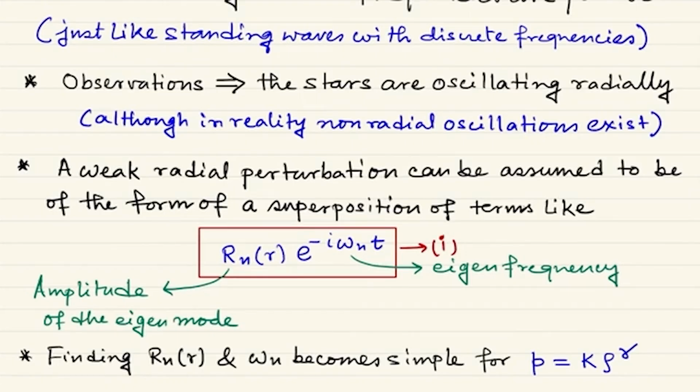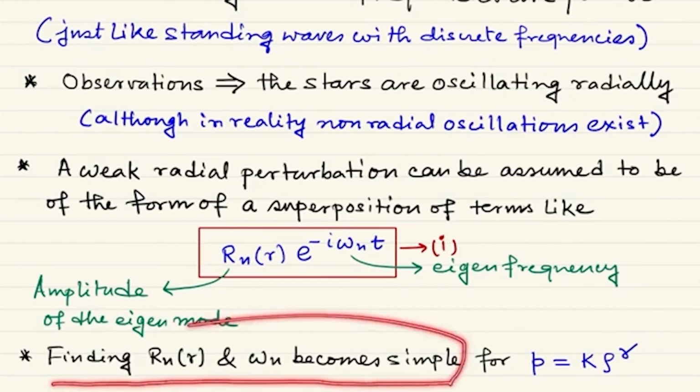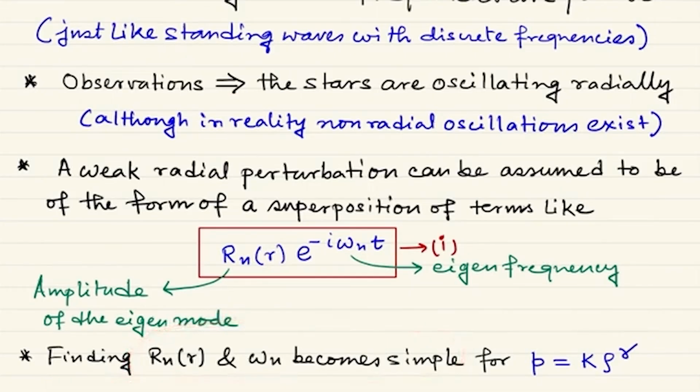Now this is true that for an arbitrary star, finding capital Rn and omega n is not really evident because there is no concrete prescription for that. But somehow life becomes simpler if one assumes P is equal to K rho to the power gamma. So a polytropic relationship. Gamma need not be equal to Cp by Cv. So gamma is a polytropic index, but we have this type of relation.